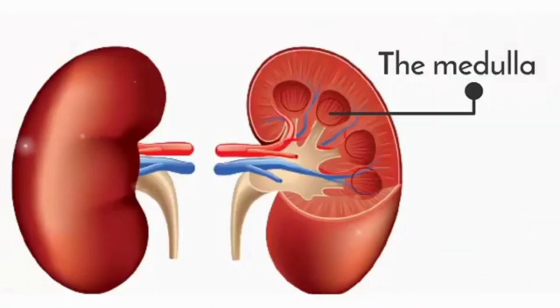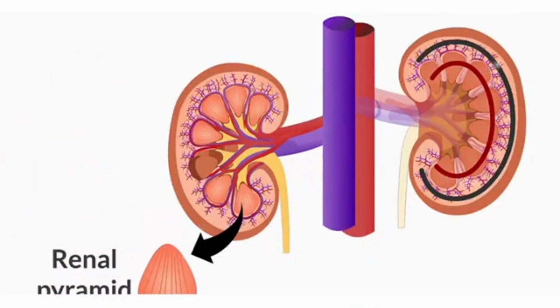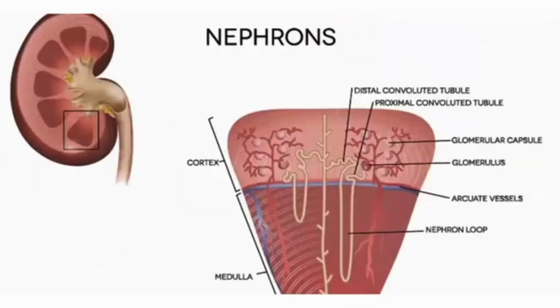The renal medulla. The medulla is the inner region of the kidney. The structures inside the renal medulla are known as the renal pyramids. The renal medulla has about 27 to 30 pyramids containing thousands of nephrons.